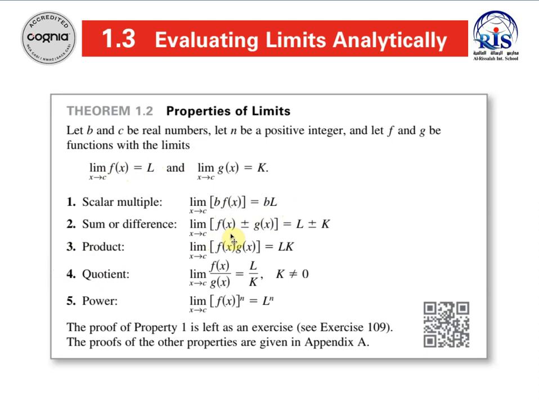And the limit of the summation, or the difference, between f of x and g of x is the summation or the difference of the limits. The limit of the product of f of x and g of x equals the product of the limits. The limit of the quotient of two functions is the quotient of the limits. The limit of f of x to the power of n is the limit of f of x, to the power of n.